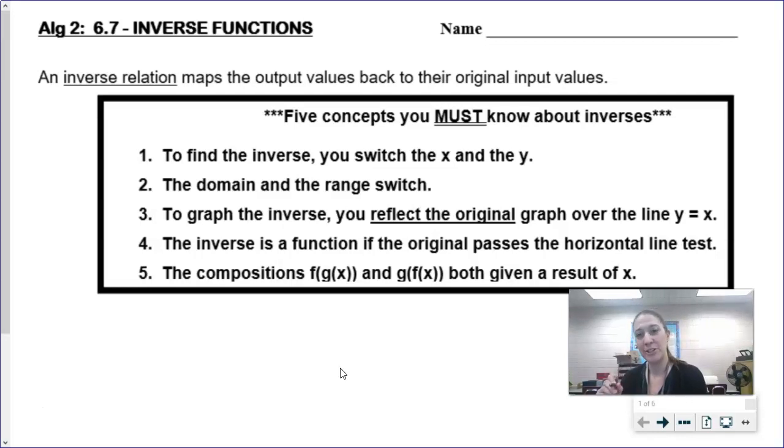The inverse is a function if the original passes the horizontal line test. We've talked about the vertical line test before. Now we're going to talk about the horizontal line test. And then the fifth one is about compositions.